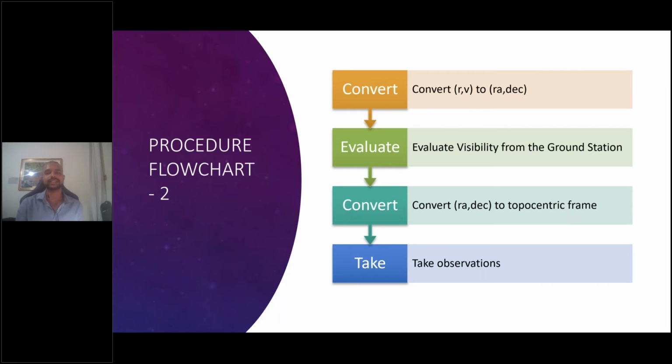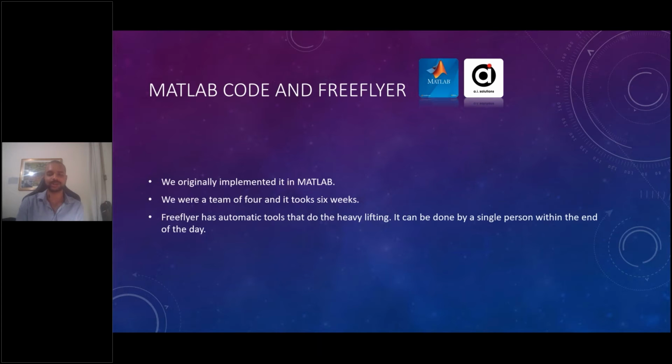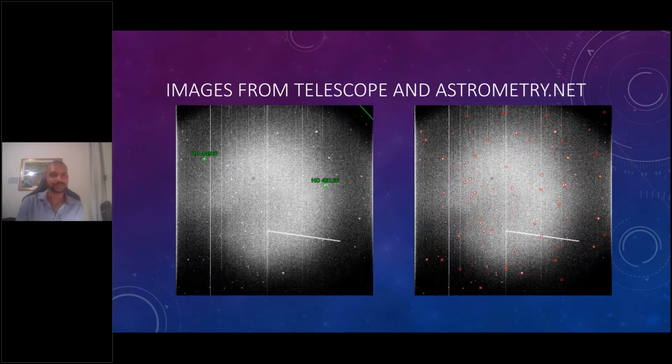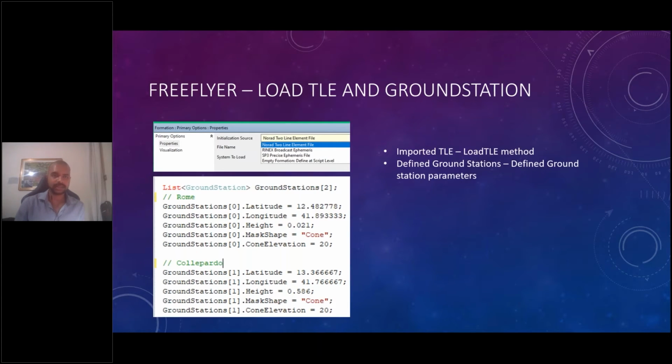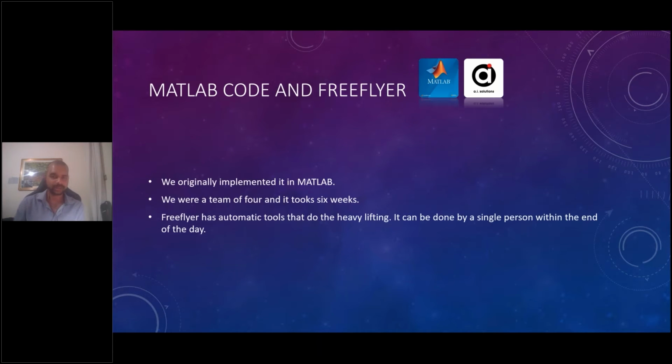Once we have the right ascension and declination, we take the observations, and this is what the observations look like. But I'll come back to this in a few minutes. So we did the entire code in MATLAB. We were a team of 4, and it took 6 weeks of working together, developing and troubleshooting all the code to make sure all the moving parts are working well together.